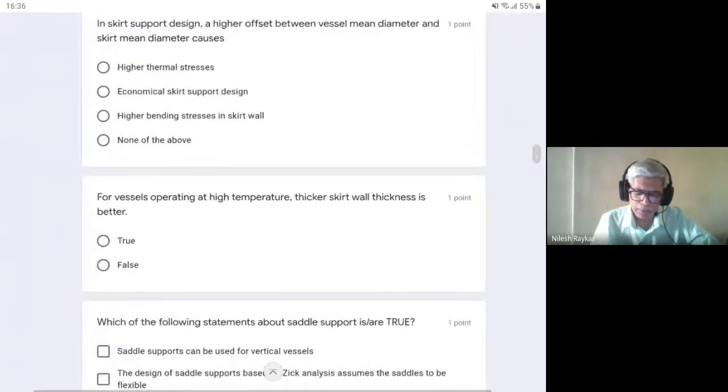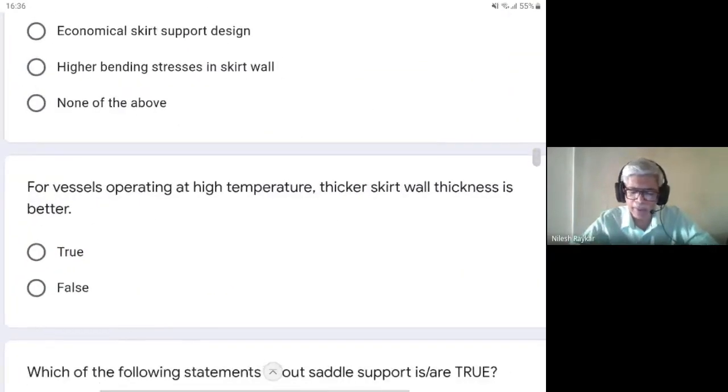Okay, can you answer this question? For vessels operating at high temperature, thicker skirt wall thickness is better. So is it true or false? So for high temperature vessels, will you prefer to have thick wall thickness of skirt or thin wall thickness? Thin. Thicker.